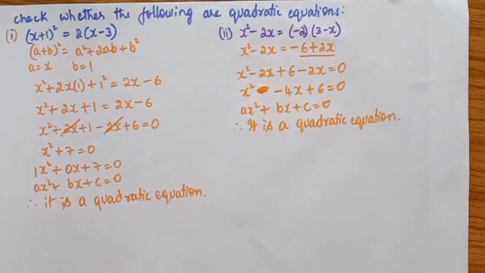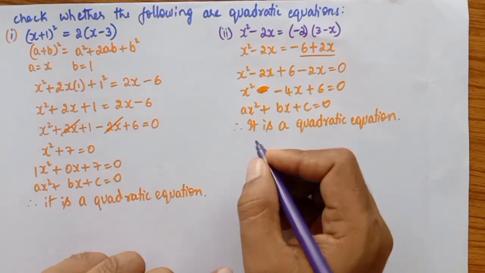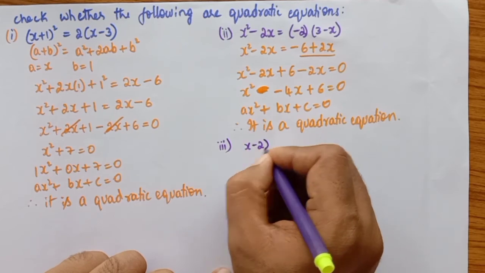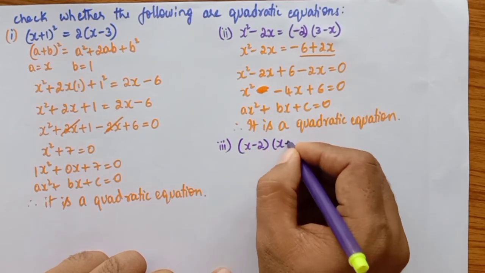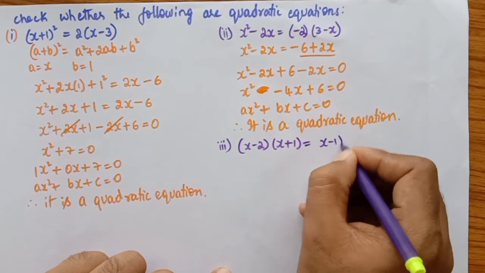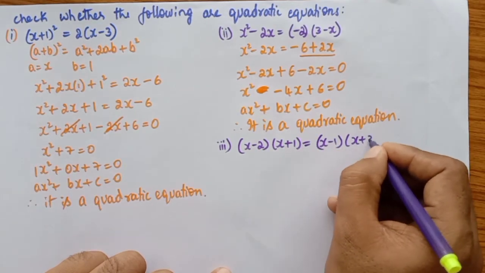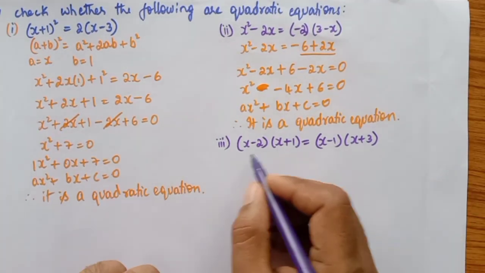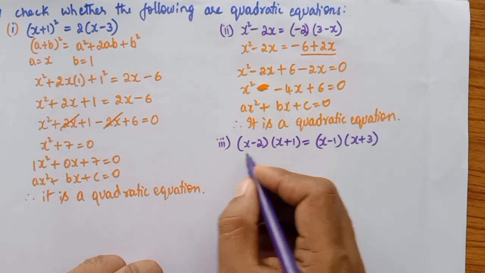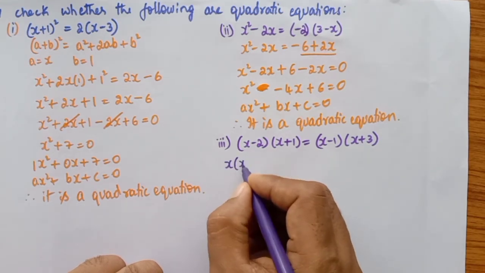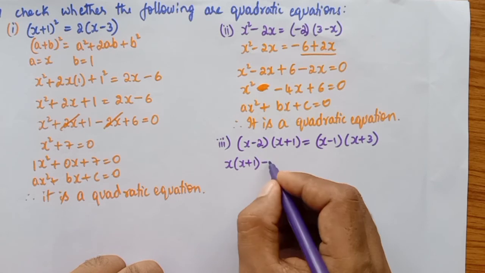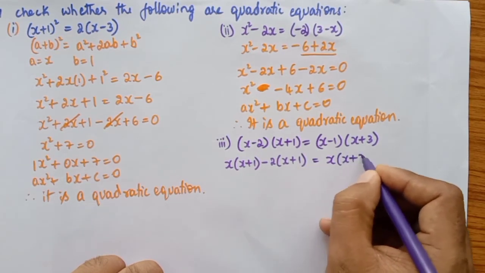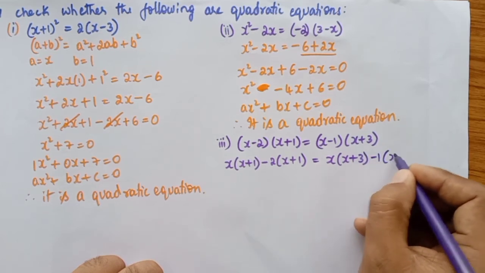Let me move on to the third problem. The third problem is (x minus 2) into (x plus 1) is equal to (x minus 1) into (x plus 3). Here now let me make a simple multiplication. x into (x plus 1) minus 2 into (x plus 1) is equal to x into (x plus 3) minus 1 into (x plus 3).